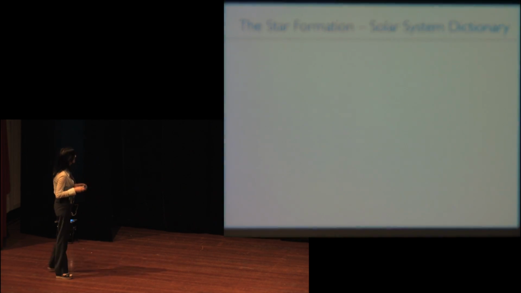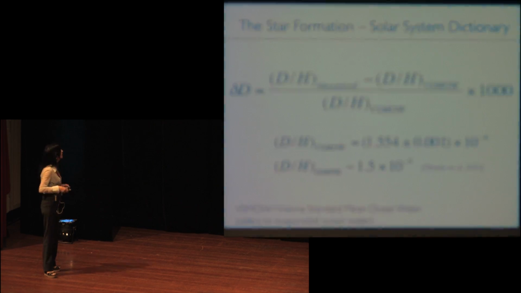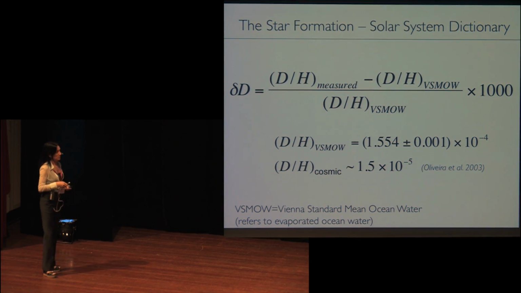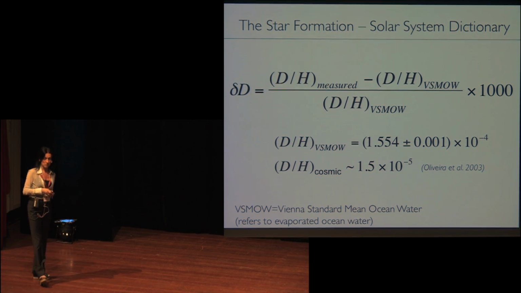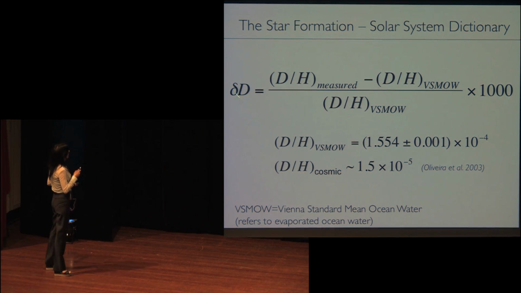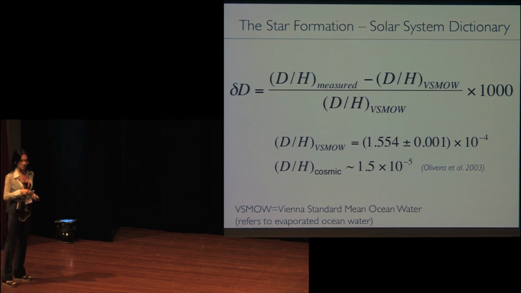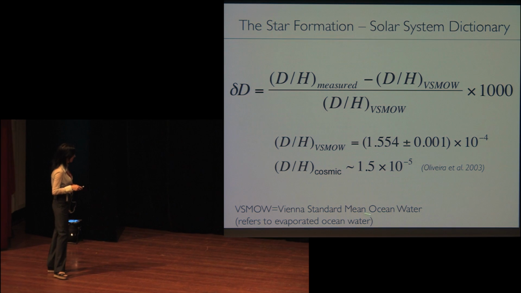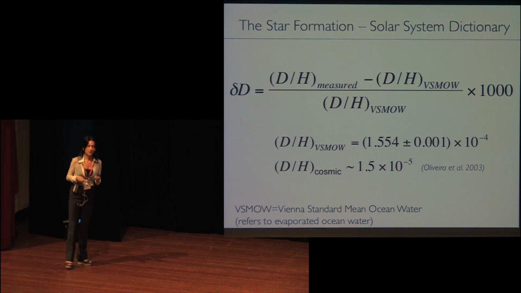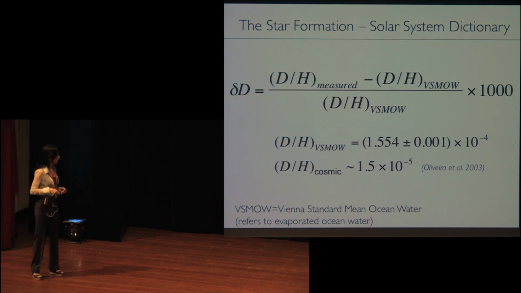We are not pretending that the two communities start to speak differently. One of the important things is, as we have seen in the previous talk, the D over H that we measure. For the solar system community, we typically use this delta D in per mil, which is a value relative to the so-called D over H of VSMOW. What is VSMOW? It's the Vienna Standard Mean Ocean Water, and this refers to the evaporated ocean water. Just to give you an idea.